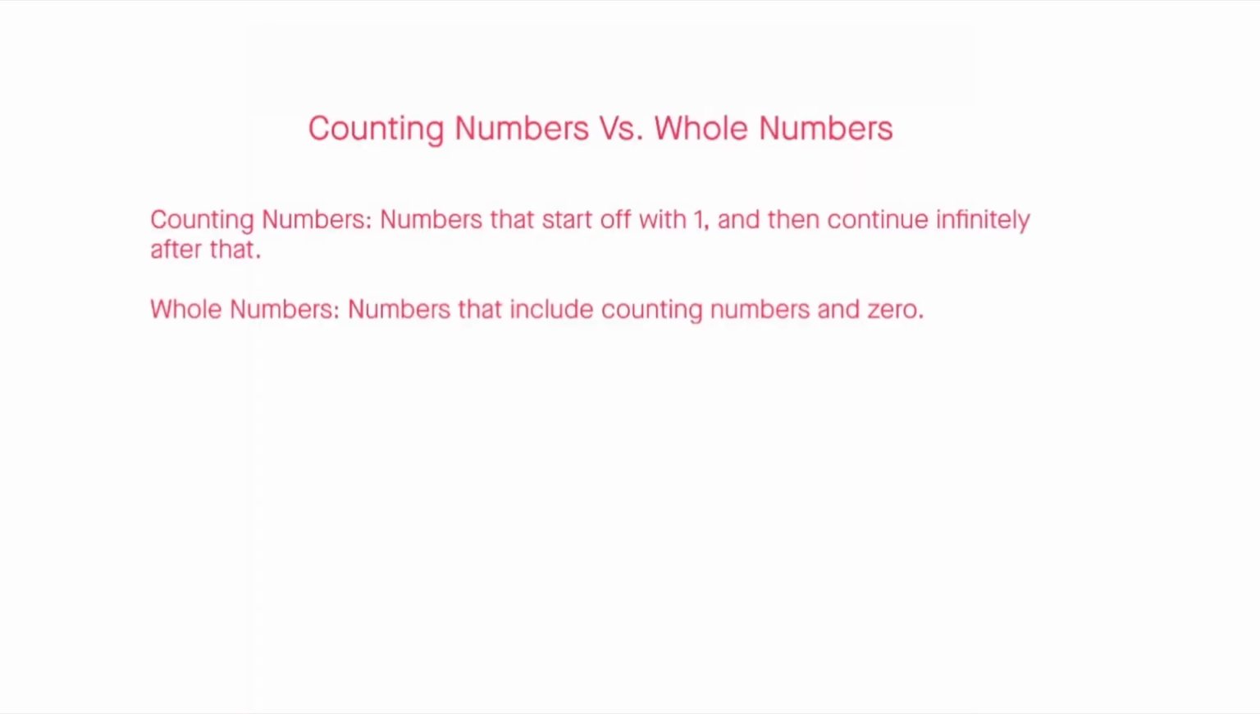Today, we will be doing an introduction on whole numbers. First of all, we will start off with learning the difference between counting numbers and whole numbers. Counting numbers are numbers that start off with 1 and then continue on infinitely after that. They might also be called natural numbers. Whole numbers, however, are numbers that include counting numbers and 0. So these numbers start at 0 and go on infinitely after that.